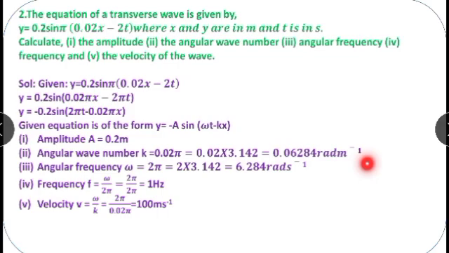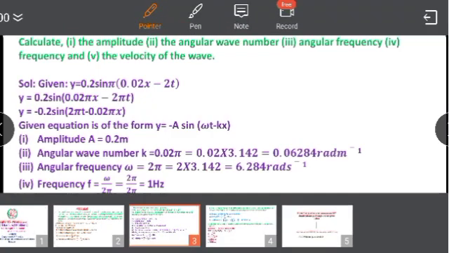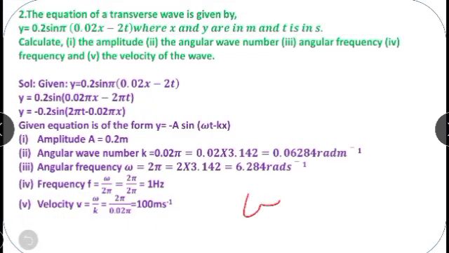0.06284 radian per meter. Now angular frequency omega is equal to 2 pi, so 2 into 3.142. After simplification, 6.84 radian per second. Then frequency is equal to what? So frequency formula, we know that omega is equal to 2 pi f. Then frequency f is equal to omega by 2 pi, and we know omega is 2 pi. 2 pi gets cancelled. f is equal to 1 hertz.